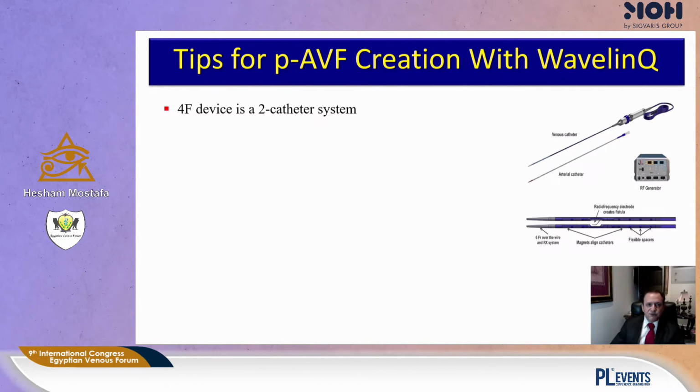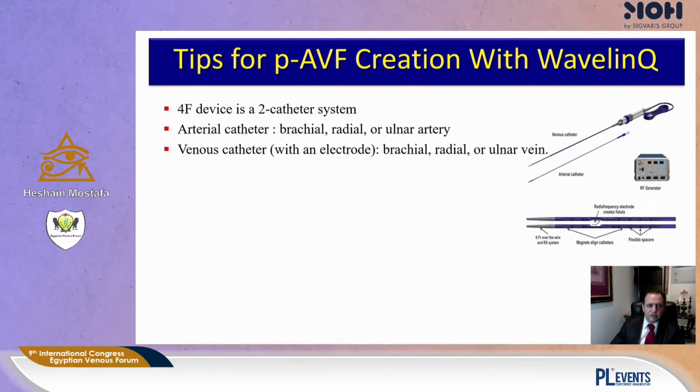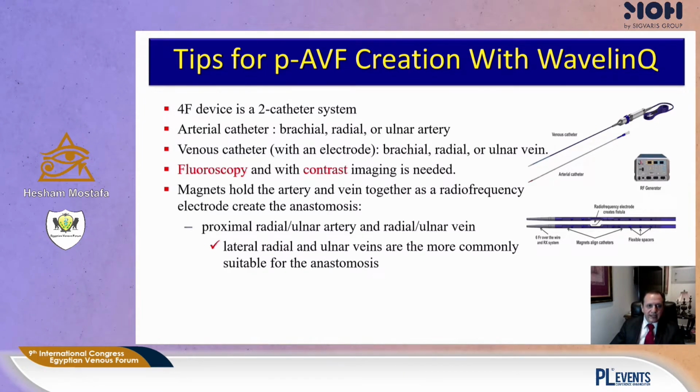There are special tips for percutaneous AV fistula using the WavelinQ. It's a fully featured device with a two-catheter system. The arterial catheter can go through the brachial, ulnar, or radial artery. The venous catheter, which has the electrode, again goes through the brachial, radial, or ulnar vein. It requires fluoroscopy and contrast. It has a magnet which holds the artery and vein together as a radiofrequency electrode creates the anastomosis.